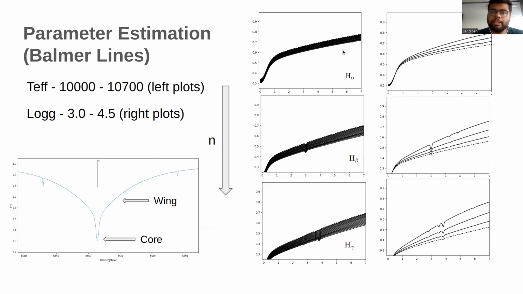So what I want to say is, through the use of these Balmer line wings, we can determine the temperature and surface gravity of the star. How good the estimates of both those parameters are depends on which temperature regime you are working in.